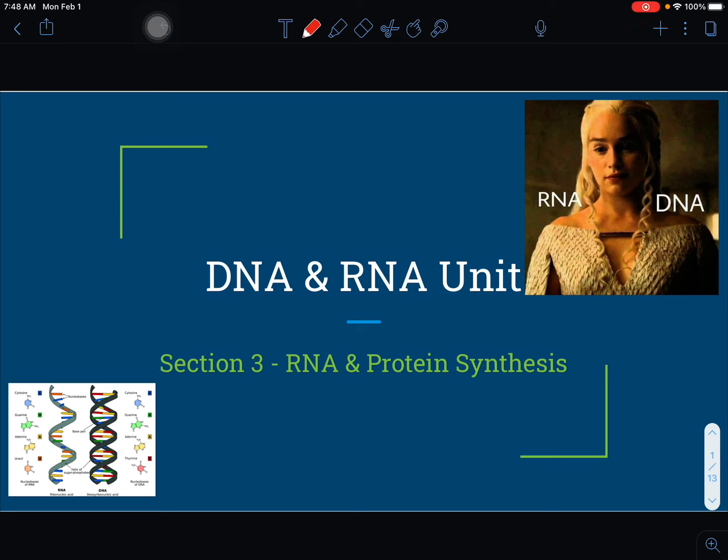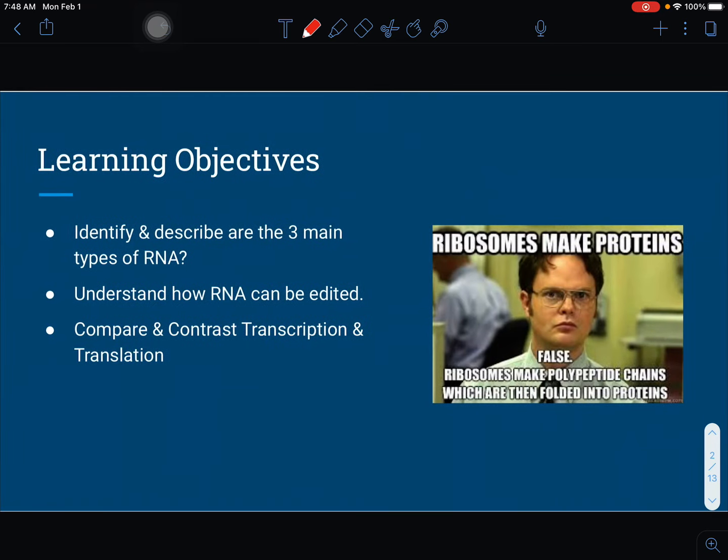We'll do some things in class to reinforce it. But we're making proteins. That's all what we're talking about today in terms of how that coded message in DNA actually is expressed in your body, and that's through proteins. So as we go through, we want to be able to talk about the different types of RNA, and we're going to be able to compare and contrast this process called transcription and translation.